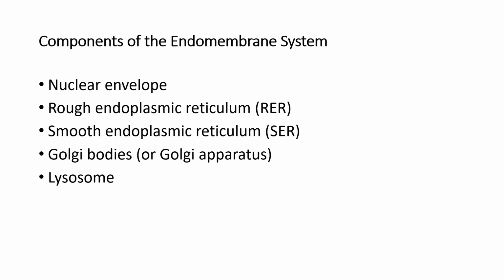Here are all the components of the endomembrane system. We already learned about the nuclear envelope. We know the nuclear envelope extends outward to form the rough and smooth ER. We know the rough ER makes protein and packages it. We haven't talked about the function of these things yet. We will in a second.